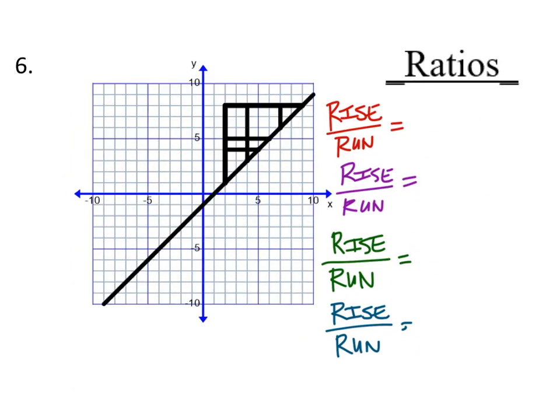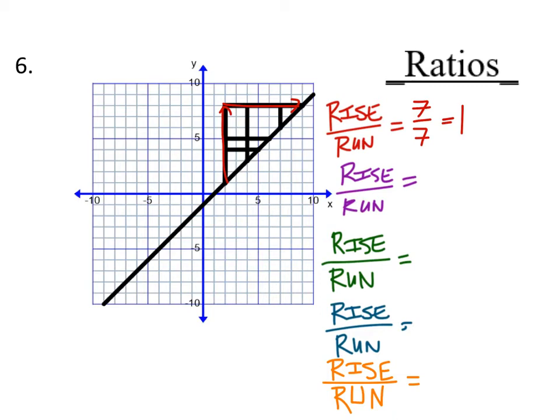Number 6 also. On this one, I would say there's 5 triangles. Some people would say there's 7 though. But we're going to focus on 5 for this one. Alright, let's start with the big one again. This one is going to go up 7 to the right 7, which gives us a rise of 7 and a run of 7, which is a ratio of 1.